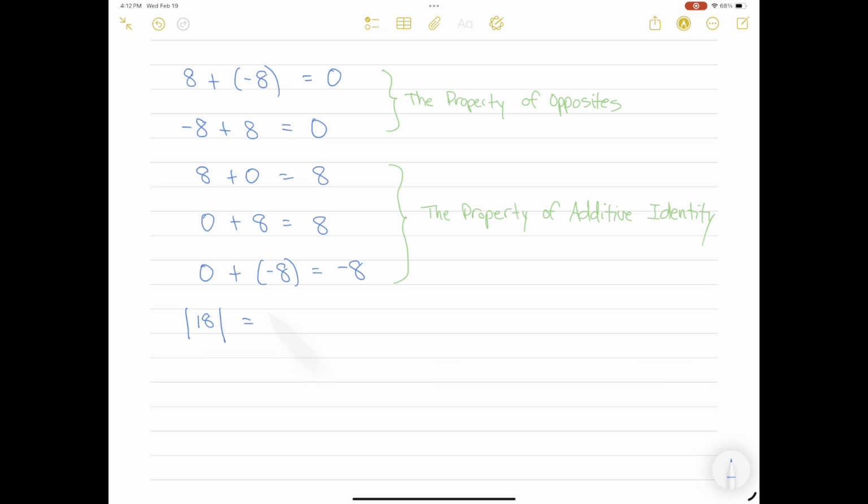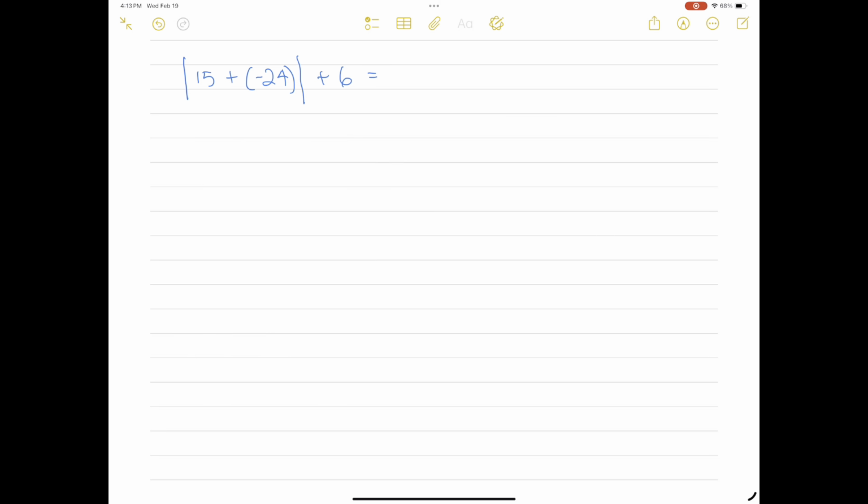Now we take a closer look at absolute value. The absolute value of 18 is 18. The absolute value of negative 18 is also 18. The negative of the absolute value of negative 18 is negative 18. The absolute value of 15 plus negative 24, take that absolute value, plus 6.